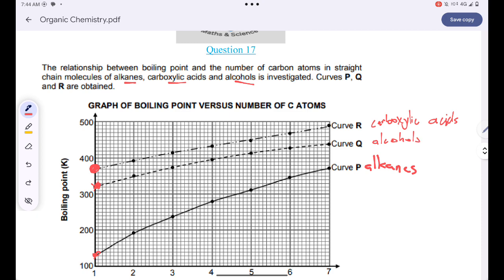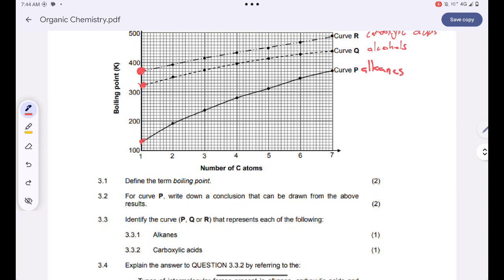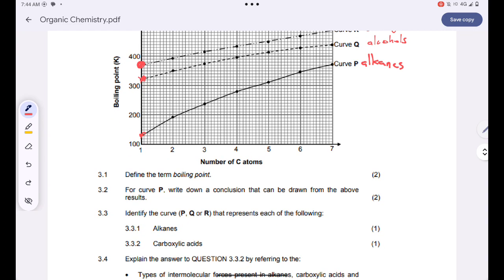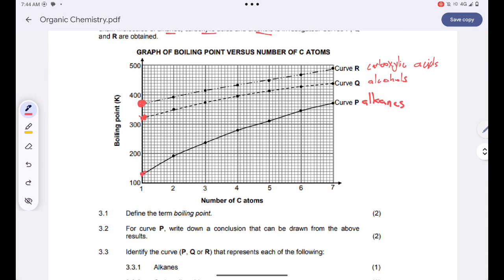Okay, before I even answer the questions, guys, we've already analyzed these curves. Let's go and answer the questions now. We are being asked to define the term boiling point. Boiling point is the temperature at which the vapor pressure of a substance equals its atmospheric pressure. Okay, for curve P, write down the conclusion that can be drawn from the above results.